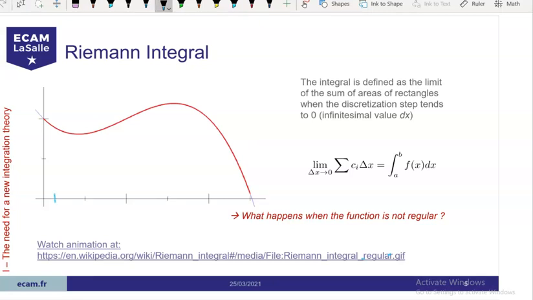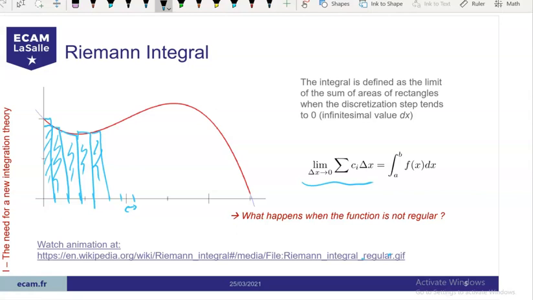So you remember the idea, you discretize your domain of integration and you build some rectangles, so you can take the biggest value, the lower value, some mean value, but the idea is that you know how to make a sum of rectangles, and that's going to approximate the area below your curve, right? So this is it. And we define the integral as the limit, as the discretization step, so that size, goes to 0, of that sum.